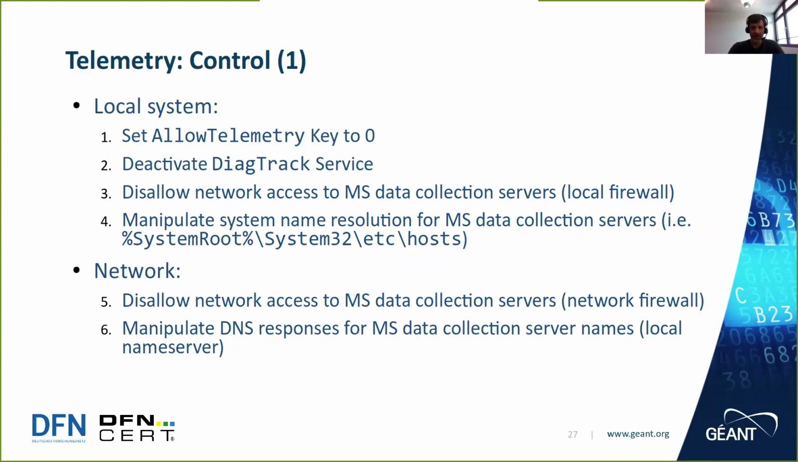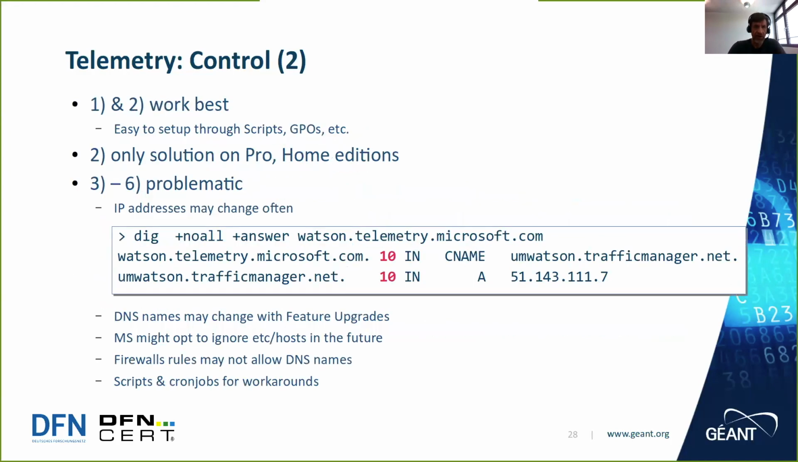But as you can see, the last versions have a bit of their drawbacks, and I come to this now. The options 1 and 2 are probably the ones that work best. I would strongly recommend version 1, setting this to 0. Option 2 is the only one we have on Home or Pro edition, so we might have to do this here. All the other versions are problematic because, as I've said, the IP addresses are a bit volatile.